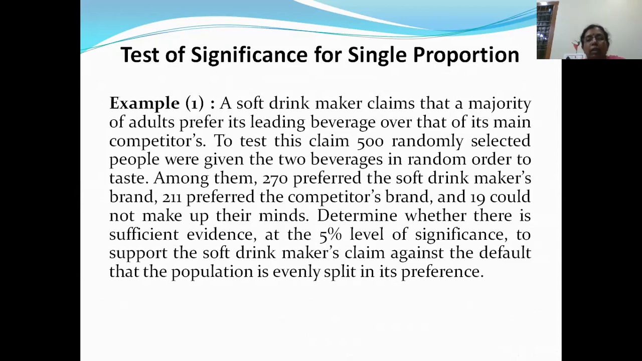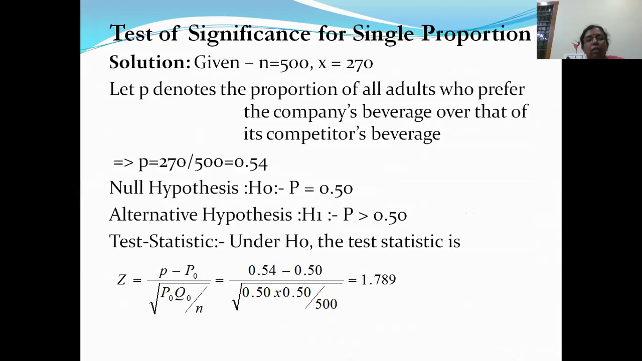Here they are not claiming; they are treating both drinks as equal. We have to write that in H naught. So H naught, equally means 50%, 50%, so P is equal to 0.50. H1 will be the soft drink maker's claim, that P is greater than 0.50. So H1 has a greater-than inequality, so it is a one-tailed test, and the table value you have to use is for a one-tailed test.